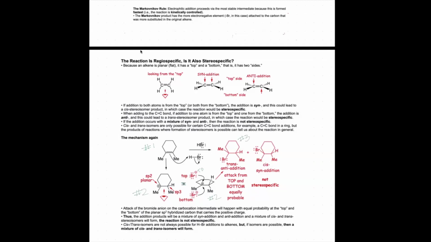It says because there's a mixture, the reaction is not stereospecific. So what would need to be different for it to be stereospecific? With this one, the bromine can attack from both the top and the bottom. If you think about this in 3D, this is planar. That's what this is trying to say. So this methyl is on the same plane as these carbons.